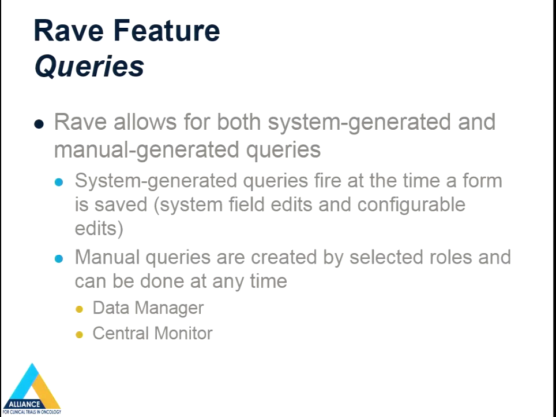There are some things, though, that you just can't program for, and things that are found upon review. And so if a data manager is doing an eligibility review and they see something in the data that doesn't look correct or that they have a question about, they can issue a manual query. And those would typically, again, come from a data manager or a central monitor.